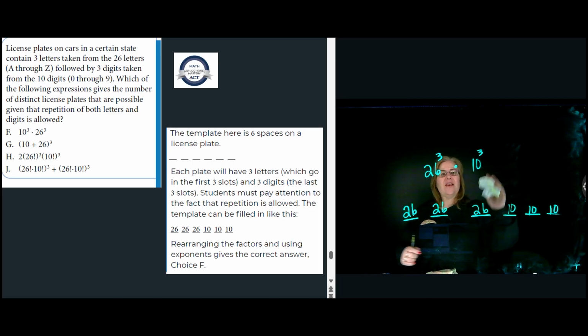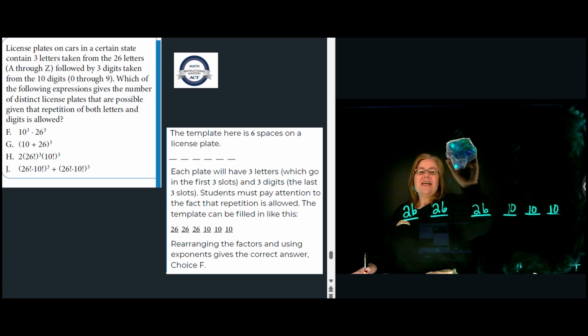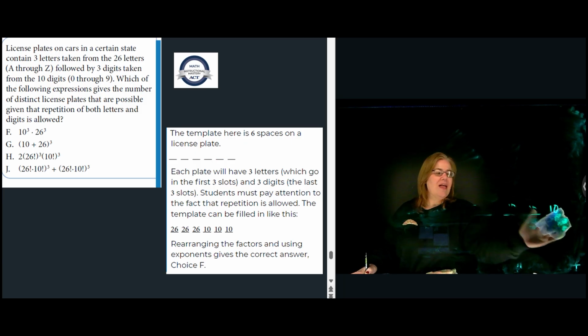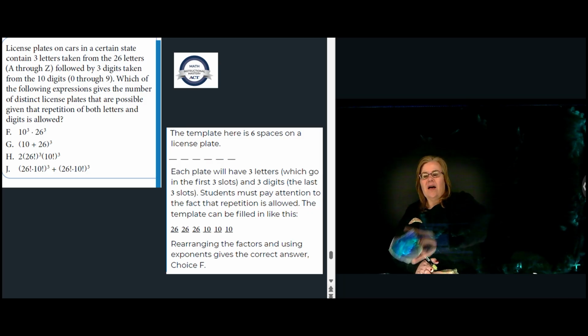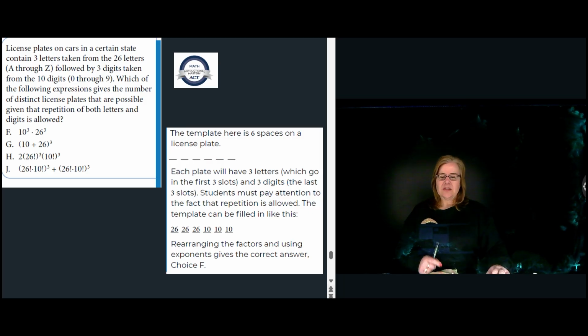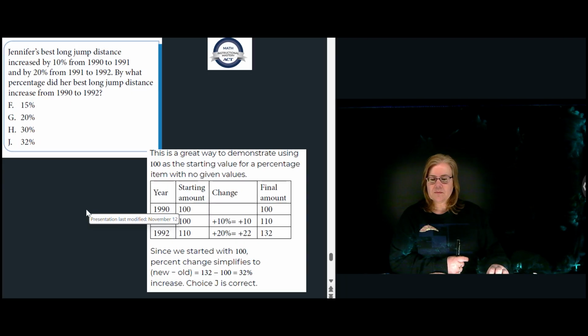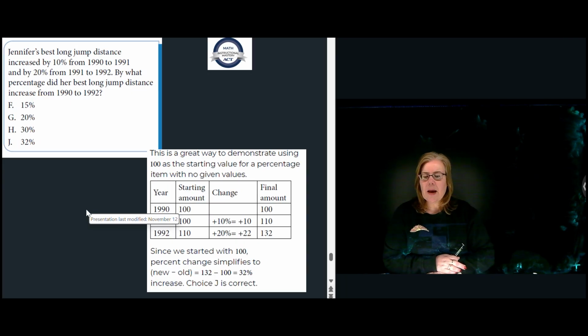So this is yet another way of using a template to show how we can answer these possible questions with different types of graphic organizers. So let's look at the next one. All right, Jennifer's best long jump distance increased by 10% from 1990 to 1991 and by 20% from 1991 to 1992. By what percentage did her best jump distance increase from 90 to 92?